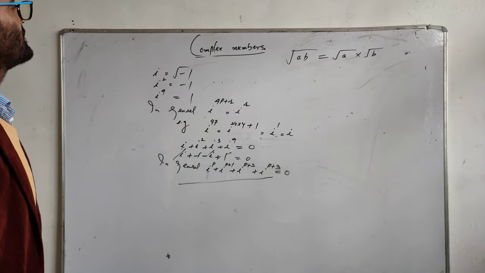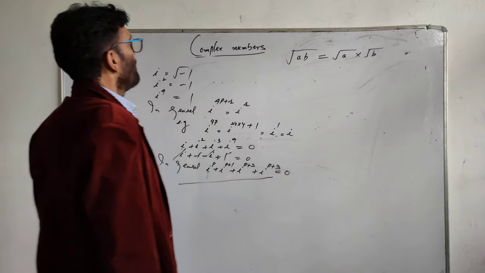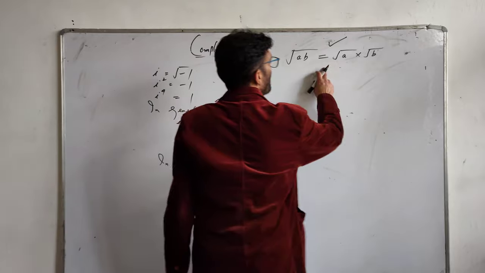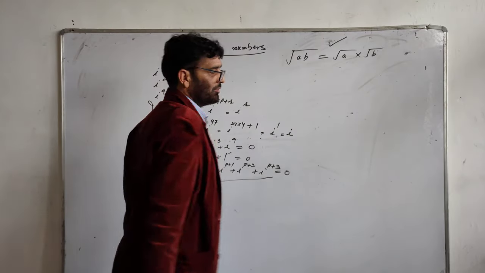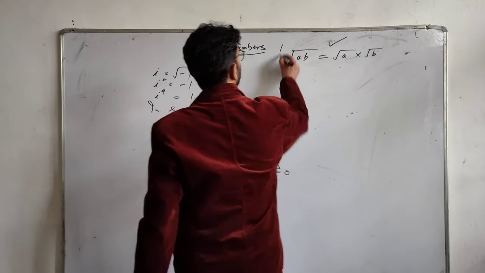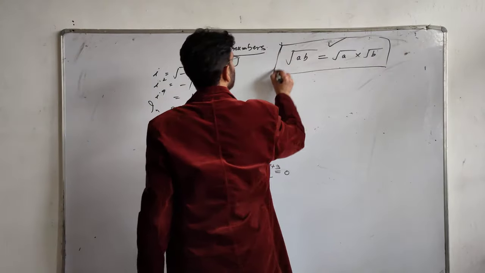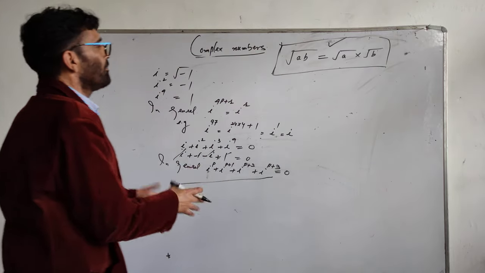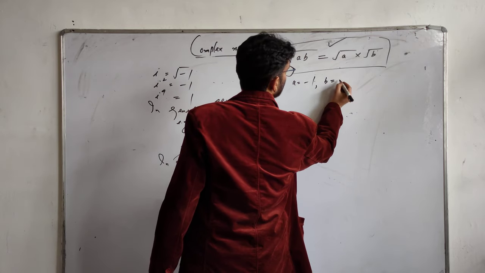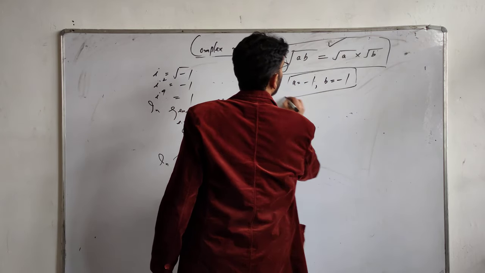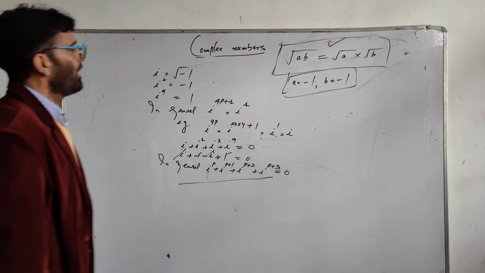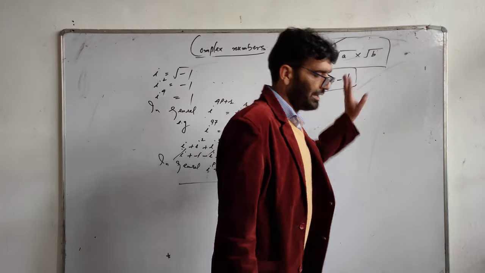It will be absurd to like that. This law of sorts is true only if at least one of the two, either A is positive or B is positive or both are positive, then and only then this holds. Otherwise, if you want to check it, take A equal to minus 1, B equal to minus 1, then surely this identity, this law will be proved wrong. The reason is we took both negative.